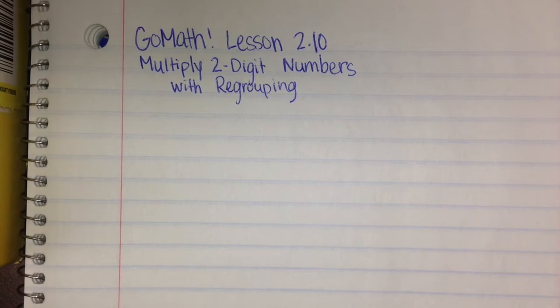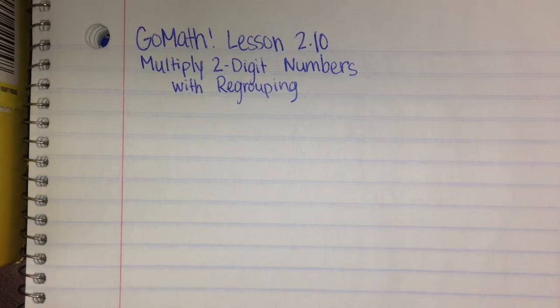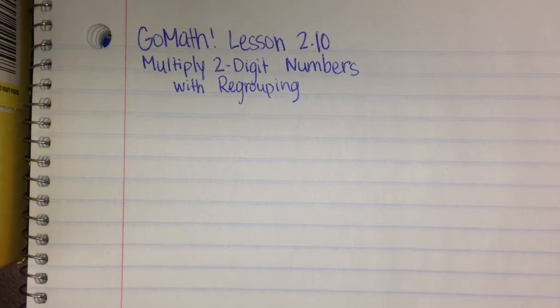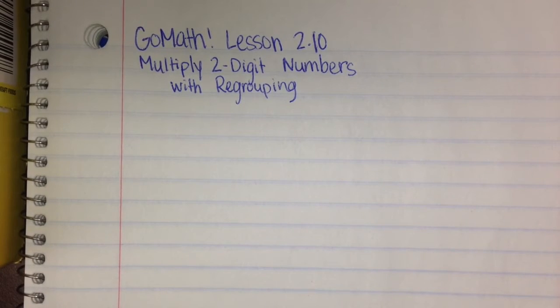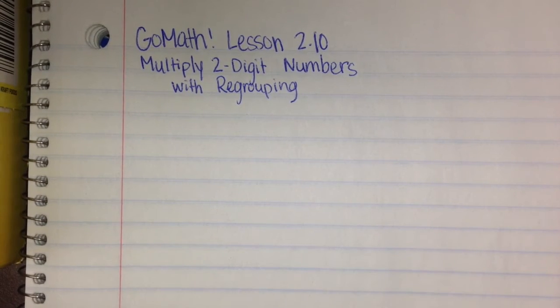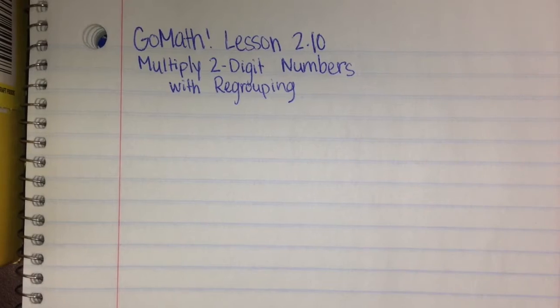This is GoMath lesson 2.10, and in this lesson we are going to go over how to multiply two-digit numbers with regrouping. I like to refer to this as the traditional way of multiplication because a lot of us, this was the first and the only way that we learned how to multiply, so that's why I call it the traditional way. Let's start with the problem 36 times 3.